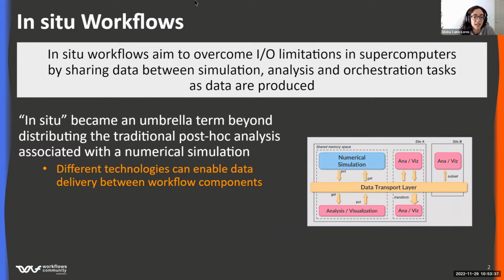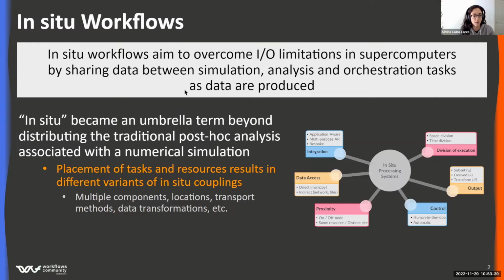And at the end of the day, it gets even worse, because depending on how you place your tasks and how you associate resources as well, what in situ means is even more diffuse, right? So there are many areas that one can inspect in order to decide whether a workflow is in situ or not. And that's why we always have this discussion of what an in situ workflow is. And this is something that Fred is going to develop a little bit later as well.